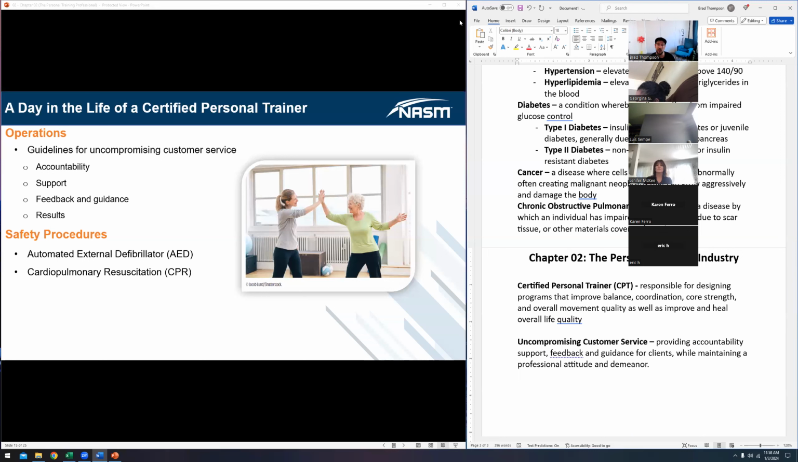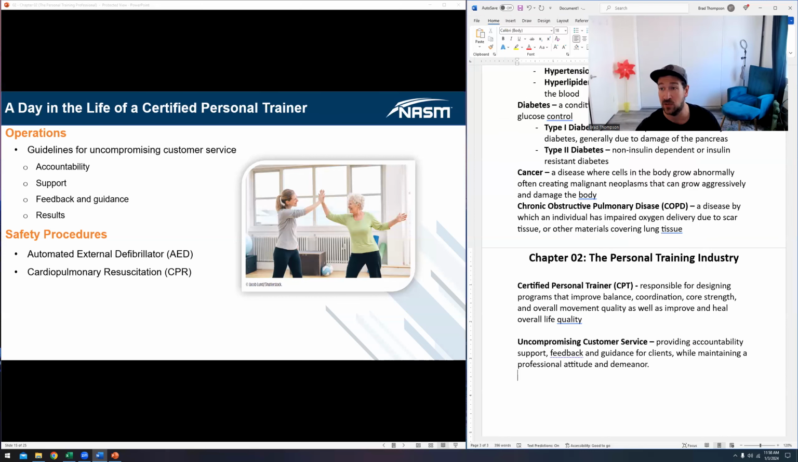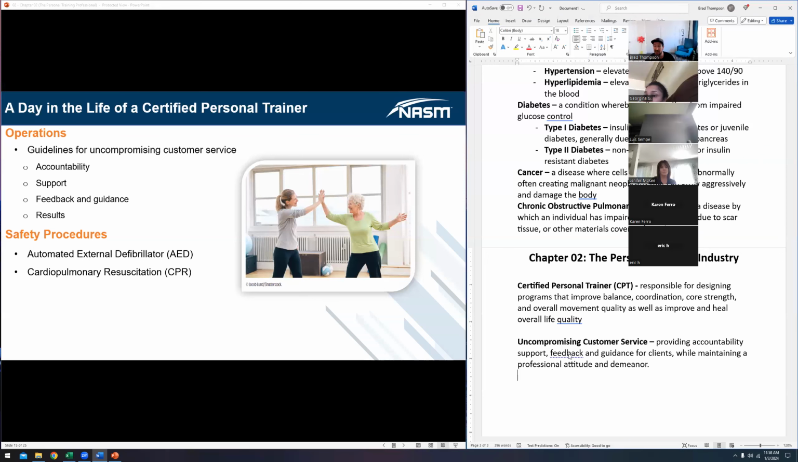Now, it is also really important to make sure that you always maintain your CPR and AED. So NASM is going to force you to do that. In fact, you guys can't even sit for your NASM exam until you take your CPR AED. You have to bring that card with you. And everyone is going to hear me say this right now one more time. You have to bring the card with you to sit for your NASM.